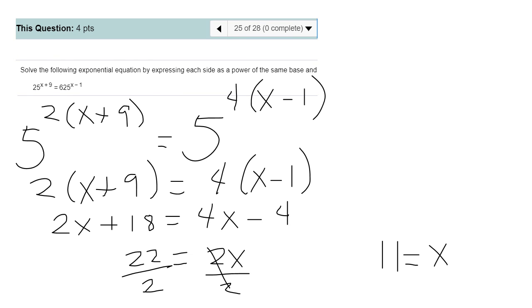Here is another equation that's exponential that we could solve by matching the bases. It's a little trickier this time because 25 is 5 squared and 625 is 5 to the 4th. So I cancel the 5's and I bring down and distribute to get 2x plus 18 and 4x minus 4. When I solve for x, I quickly find the solution is 11.